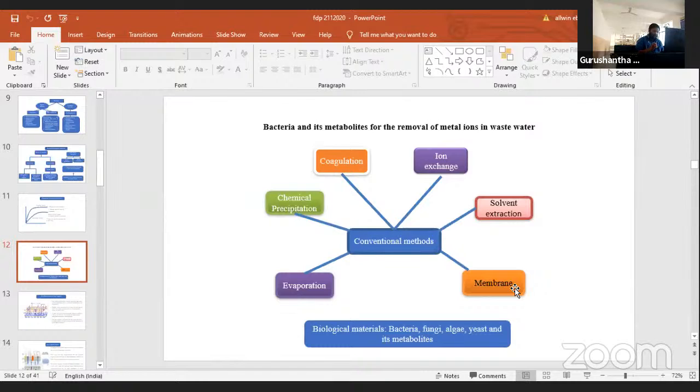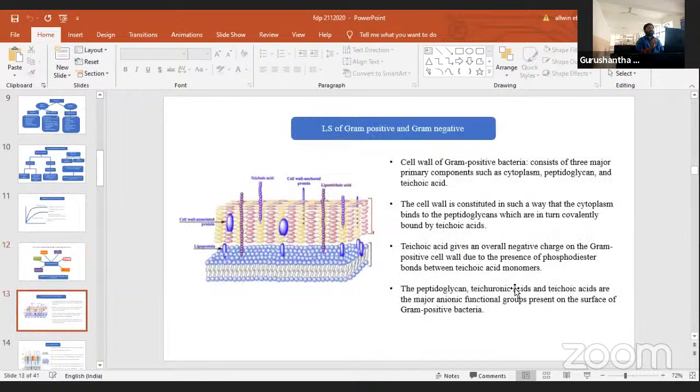Here in this topic, I would like to share some knowledge of how bacteria interact with metal ions on the surface of the microorganism. Before that, I want to give some basic information about how and why it is interacted on the surface of the bacteria. First, we should know that based upon structural information, bacteria are classified into two types: gram-positive bacteria and gram-negative bacteria.